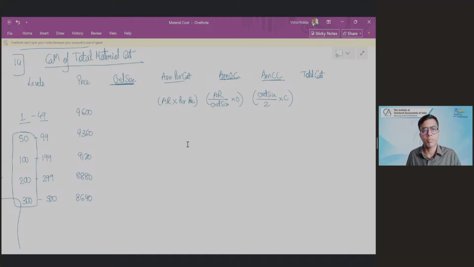If I go by this approach, I am getting 50, 100, 200, 300. But if I take 1, it will be practically too small a quantity. So here I am taking something around the average, so I'm taking 20.